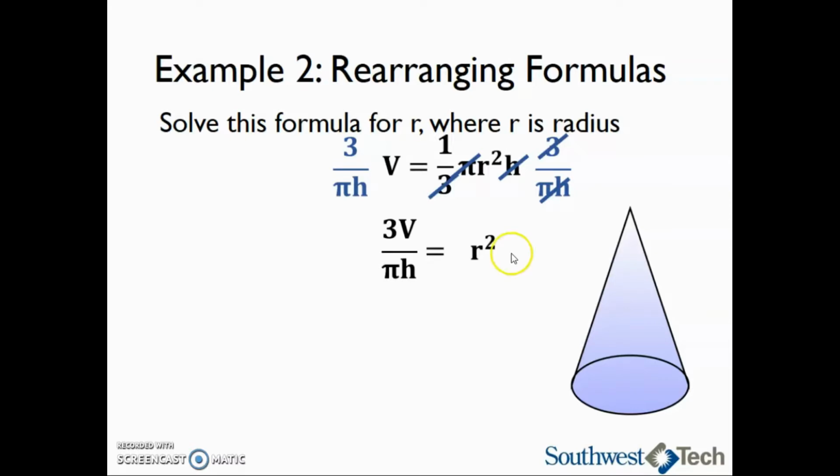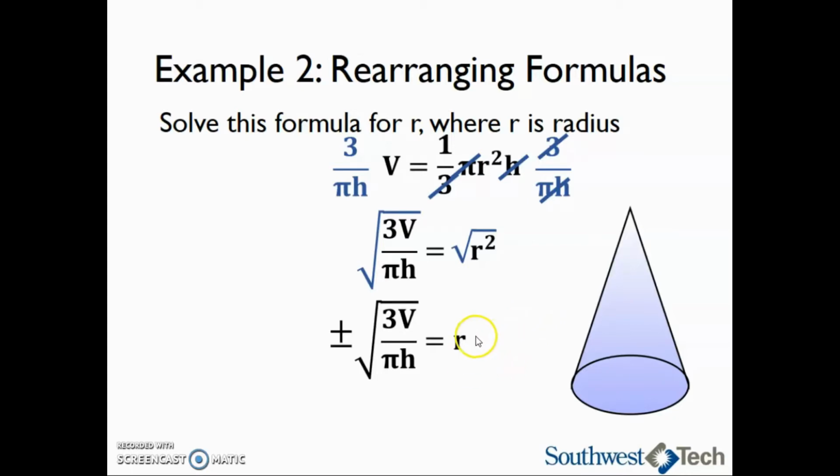Anytime that we want to undo an exponent, in this case the square, we need to take the square root to get rid of the square. So we're going to take the square root of r squared, and then we'll take the square root of the other side as well. So again, the square root undoes the squaring, that exponent, and we are left with r equal to the positive or negative square root of 3 times v divided by pi times h.